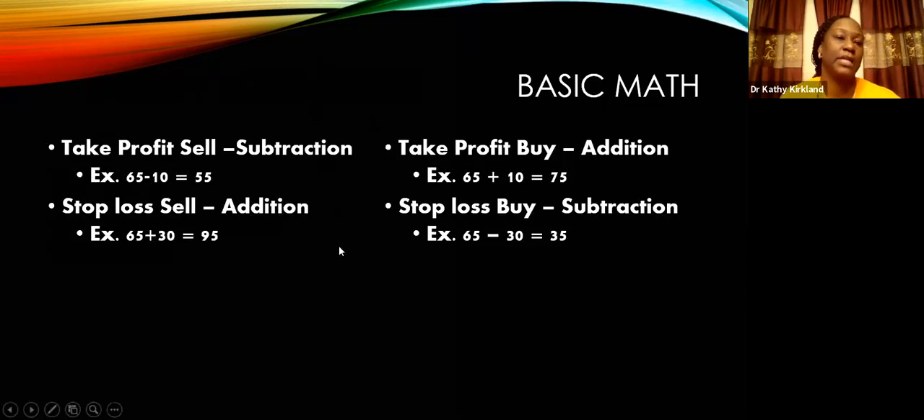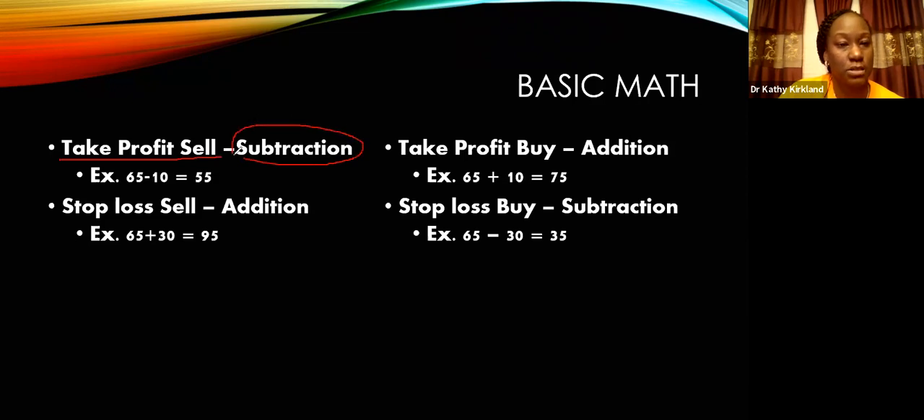All right, so let's talk about pip calculation. It's very basic. It's basic math. So what will happen is you will go in and say, all right, I hit sell. And if you're doing a take profit for a sell, it is subtraction. So your entry price is 65. You're going to subtract 10 pips because that's what Dr. Kathy normally gives us, and you're going to get 55 as your take profit. If you're doing a stop loss for a sell, you're going to do addition. So remember, your entry price is 65. You're going to add 30, and that will give you 95. And that would be your stop loss.